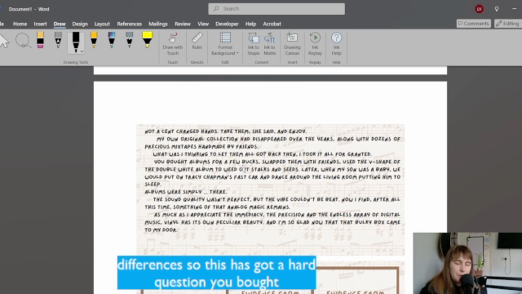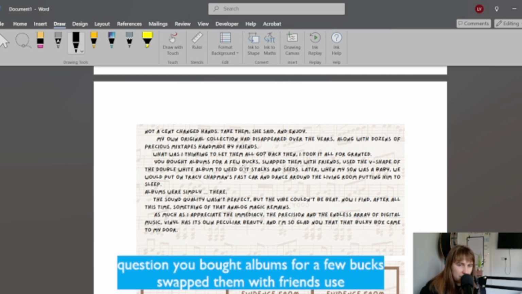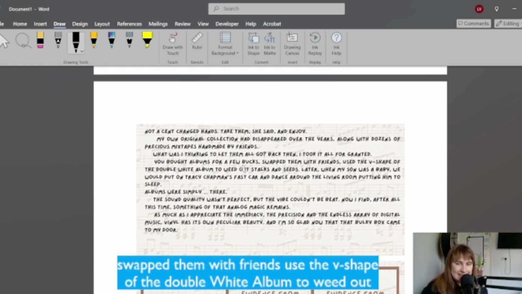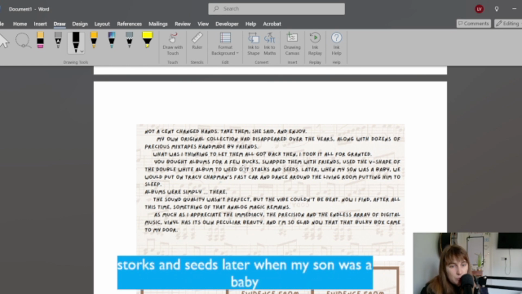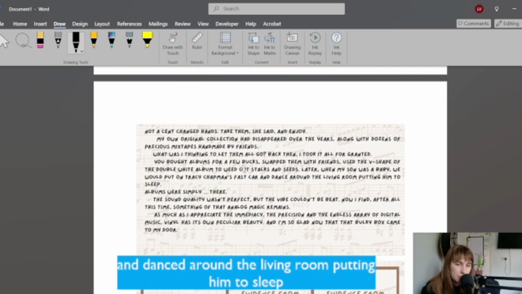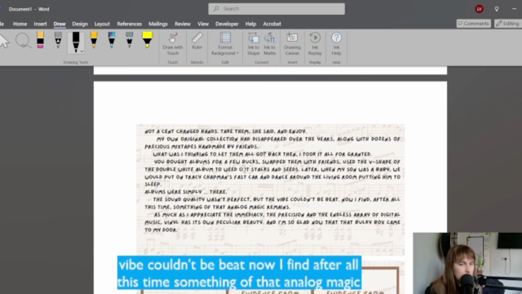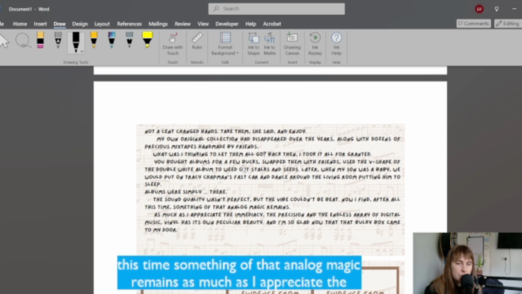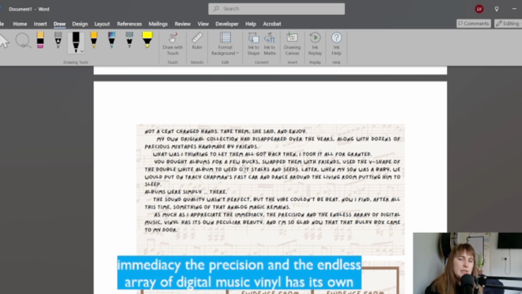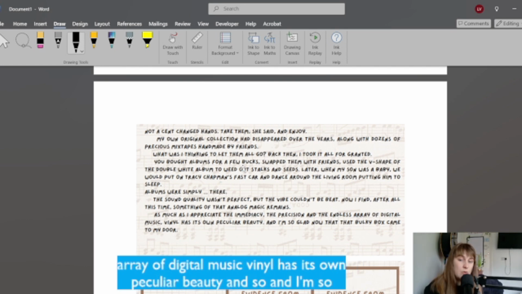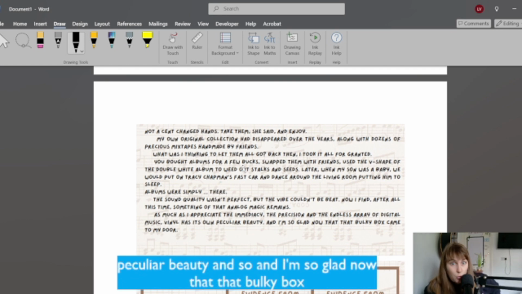You bought albums for a few bucks, swapped them with friends, used the V shape of the double white album to weed out stalks and seeds. Later, when my son was a baby, we'd put on Tracy Chapman's Fast Car and dance around the living room, putting him to sleep. Albums were simply there. The sound quality wasn't perfect, but the vibe couldn't be beat. Now I find, after all this time, something of that analogue magic remains. As much as I appreciate the immediacy, the precision and the endless array of digital music, vinyl has its own peculiar beauty. And I'm so glad now that bulky box came to my door.